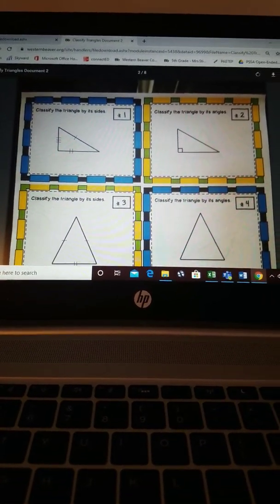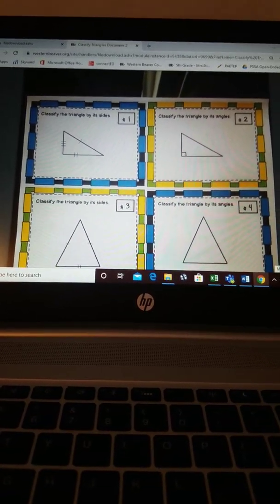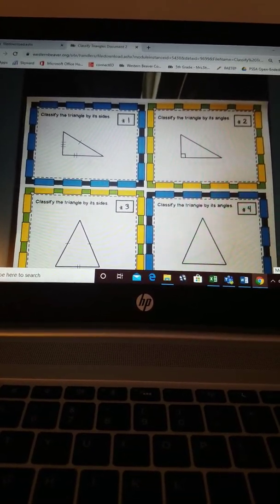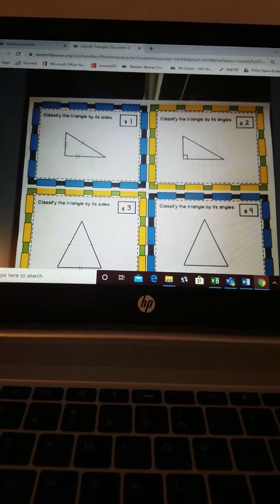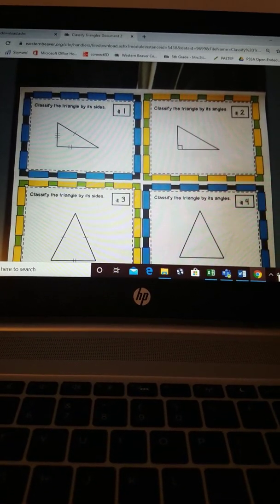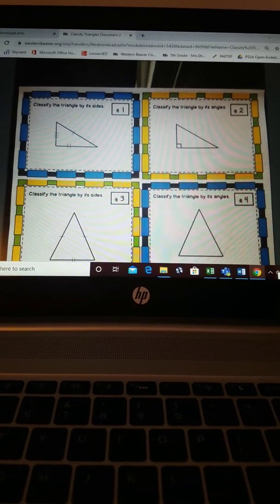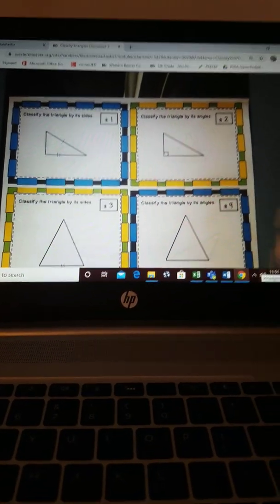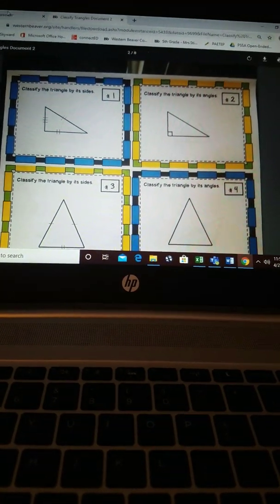I did give you guys an answer sheet paper. But if you, like me, maybe you don't have a printer, or maybe you don't have ink in your printer, you're going to be able to use just a regular old lined piece of paper.